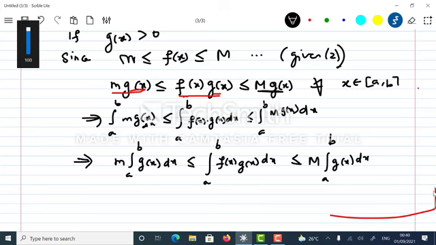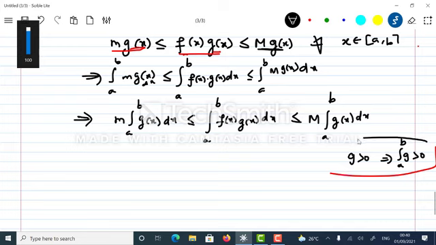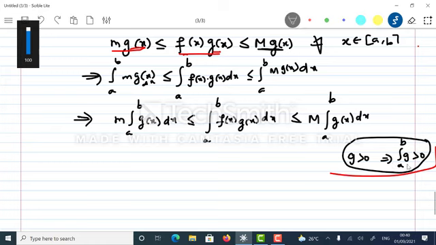Okay, now the next thing is that if g is strictly greater than 0, then this would imply integral a to b g is also greater than 0, because if the function is positive, then definitely it will give some positive area only, it will never be 0. So here the integration a to b g of x is strictly positive, so I can divide by this.